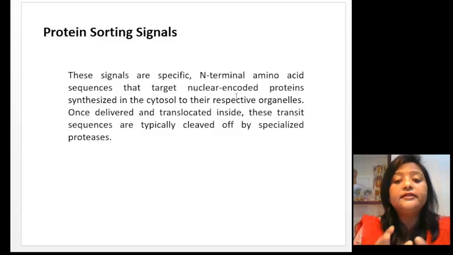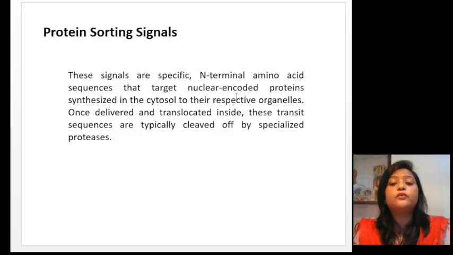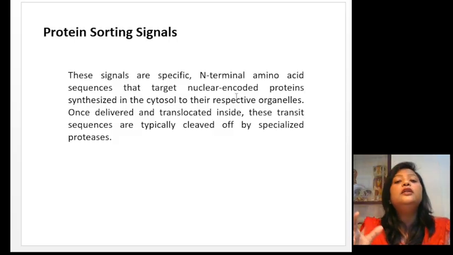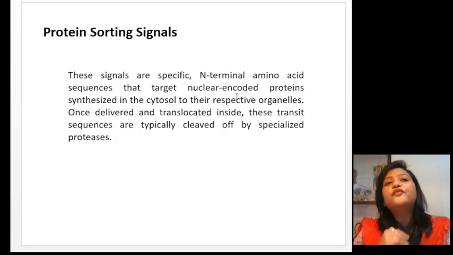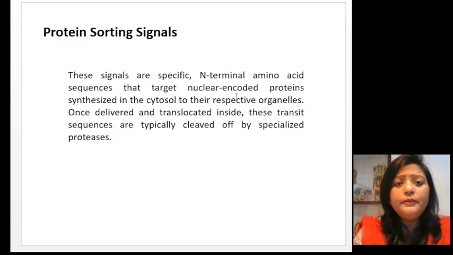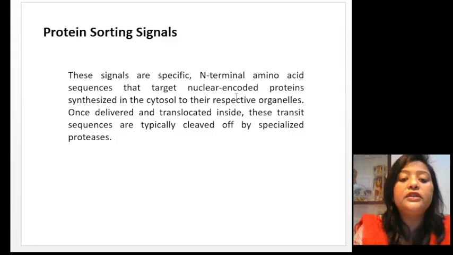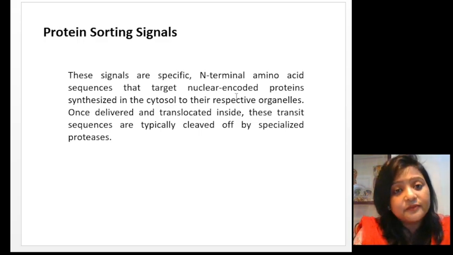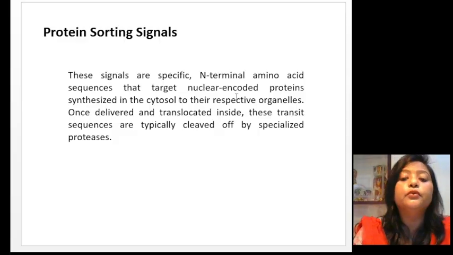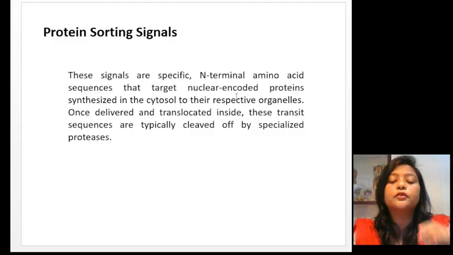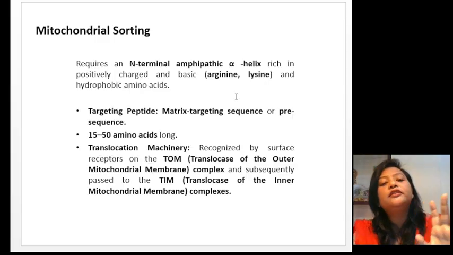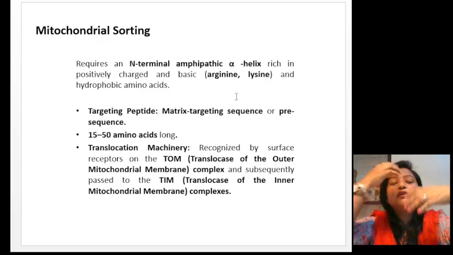Once they deliver those proteins, then they will be removed from those places with the help of some proteases. So these sequences are signals, right? They are basically amino acid sequences. Once they have transported what they are transporting, they will be removed by some proteases. We will do this in detail for mitochondria and for chloroplast. I hope you've understood this. Sorting means they are trying to find, they are doing some work.